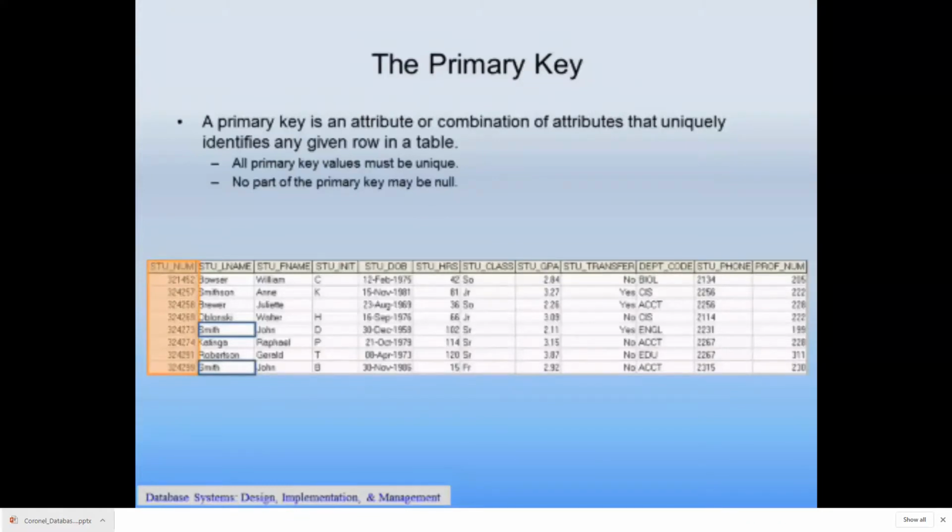Formally, there are two important requirements for the primary key. First, all primary key values must be unique. Second, no part of the primary key may be null.